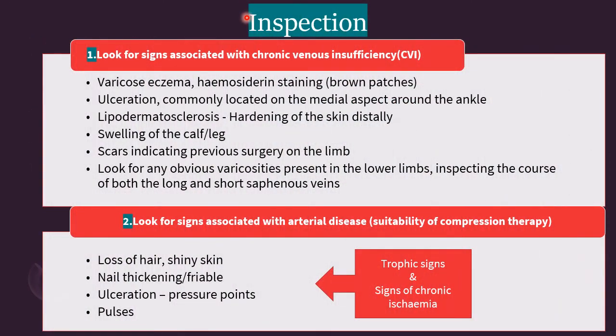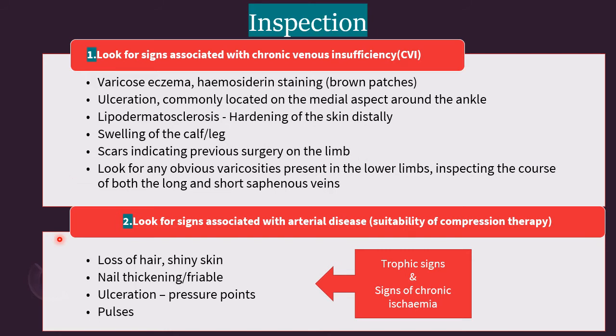For varicose veins, first look for signs associated with chronic venous insufficiency, CVI, and these include varicose eczema, hemosiderin staining, which is seen as brown patches or brownish discoloration, ulceration commonly located on the medial aspect just above the ankle, lipodermatosclerosis, which is hardening of the skin distally, and also discoloration, swelling of the calf and the leg, presence of scars indicating previous surgery on the limb, and looking for obvious varicosities present in the lower limbs, inspecting both the long and short saphenous veins.